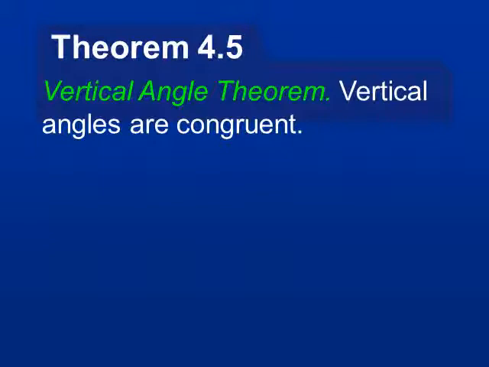Okay, so we have the vertical angle theorem. This is going to be your new best friend in some proofs. It just says vertical angles are congruent. We don't even have to know the measure. We don't have to get our protractors out. We just have to know if we have intersecting lines that the vertical angles are congruent.